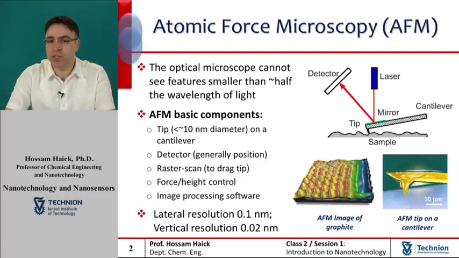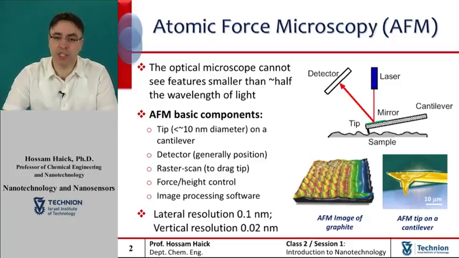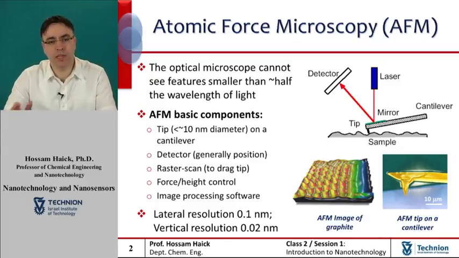The AFM consists of a cantilever with a sharp tip or probe at the end that is used to scan the specimen surface. The cantilever is typically silicon or silicon nitride with a tip radius of curvature on the order of a few nanometers only.